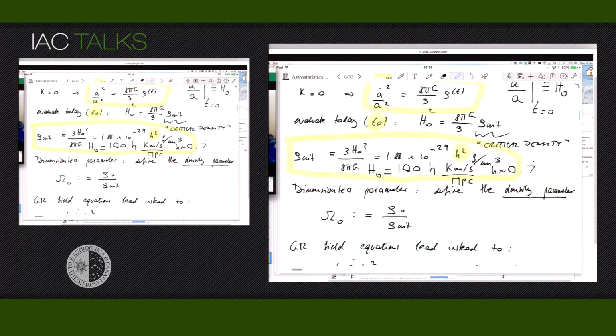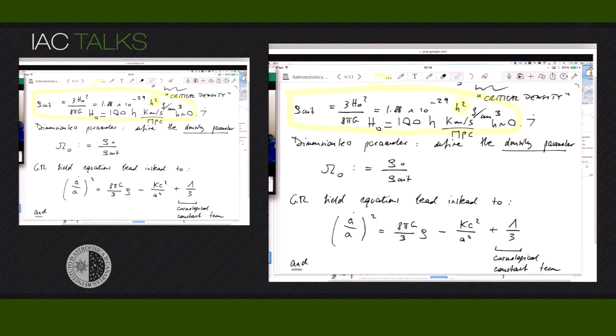In particular, define the density parameter omega 0 as the ratio between rho 0, that's the energy density today, divided by the critical energy density.